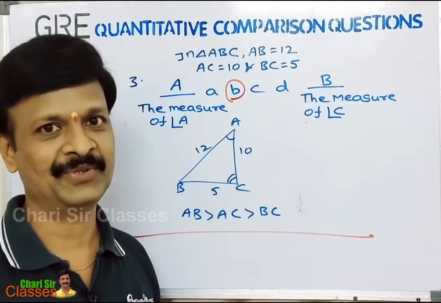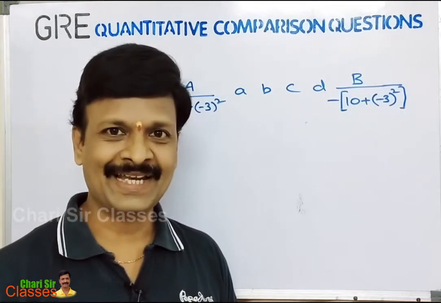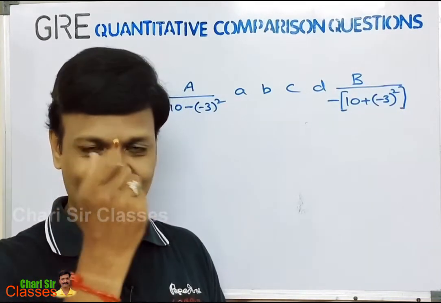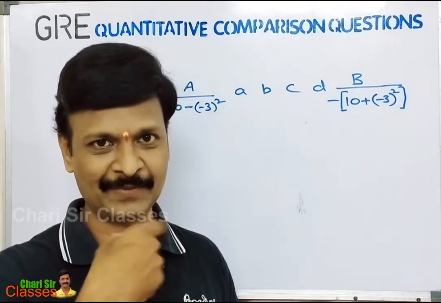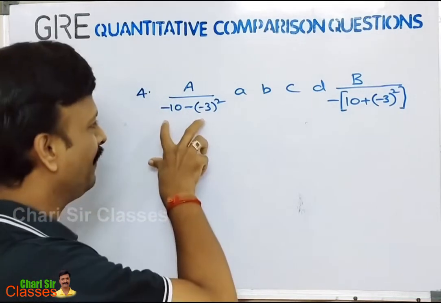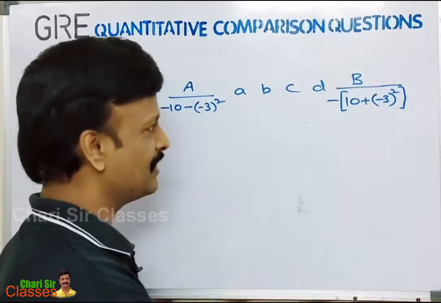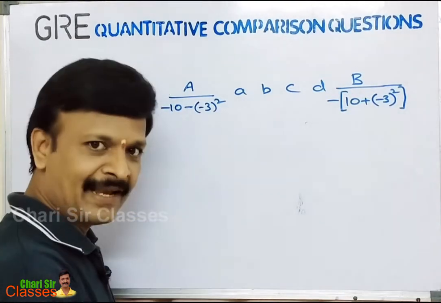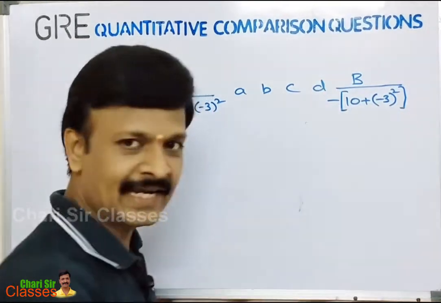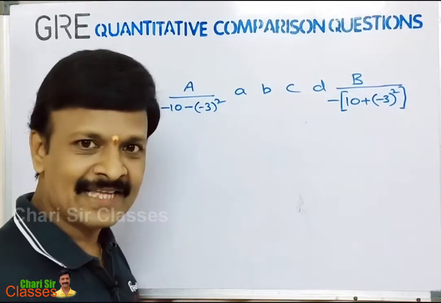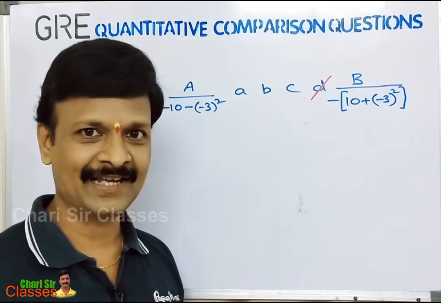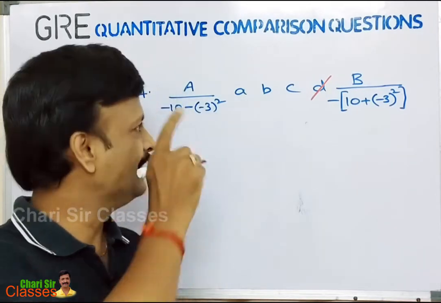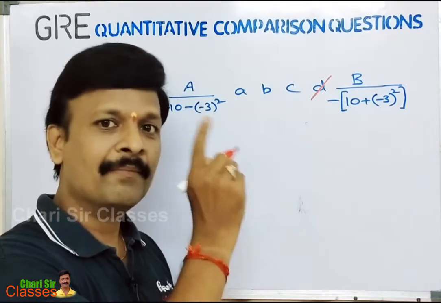This is the third question. The fourth question is given quantities with numerical expressions. We need to compare the numerical expression values. When these are numbers, when we simplify this we'll get a number, when we simplify this we'll get a number. When both the quantities have numbers, in advance you can eliminate D. D cannot be the answer. We get a perfect answer, either A or B or C, but not D.